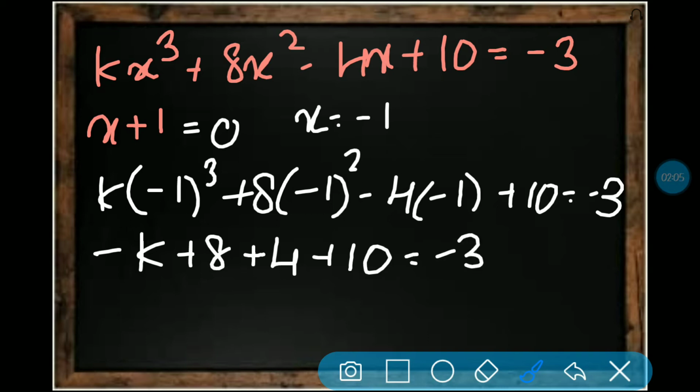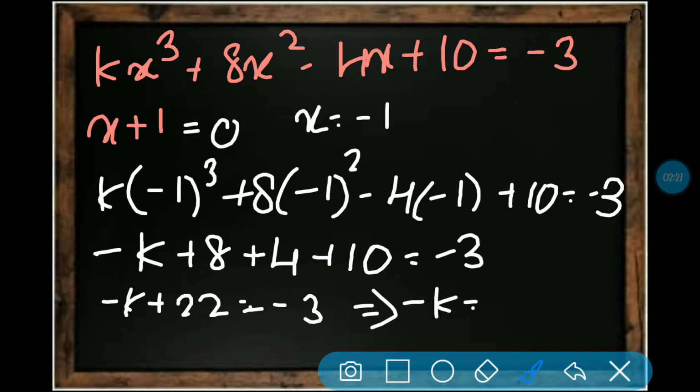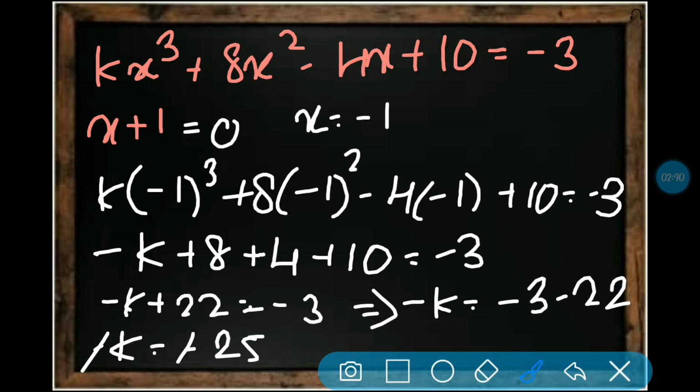Right? Now we will add this up. These are whole numbers, right? We can add them. It becomes 22. So minus k plus 22 is equal to minus 3. So minus k is equal to minus 3 minus 22, right? Because when plus 22 goes to RHS, it becomes minus 22. Now when you add this up, same sign we have to add. So minus k is equal to minus 25. So this minus will get cancelled and the value of k is 25.